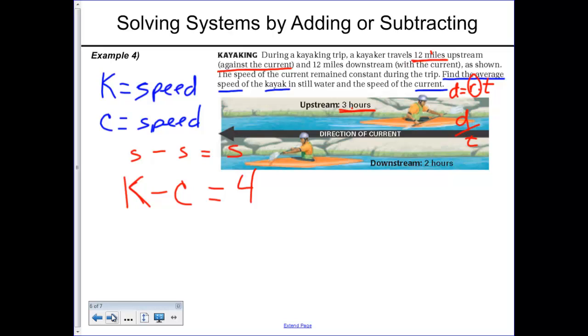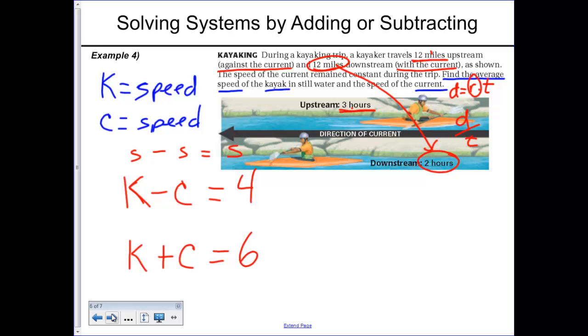When we go downstream, we are going with the current. So that is going to be kayak speed plus however fast the current is pushing us. The question is, what was the average downstream speed? Well, we're still going the same 12 miles as we did before, but now it's only taking us 2 hours to do it. So that distance of 12 divided by 2 gives us a speed of 6.